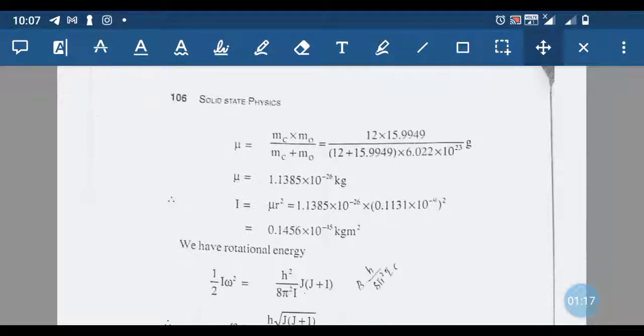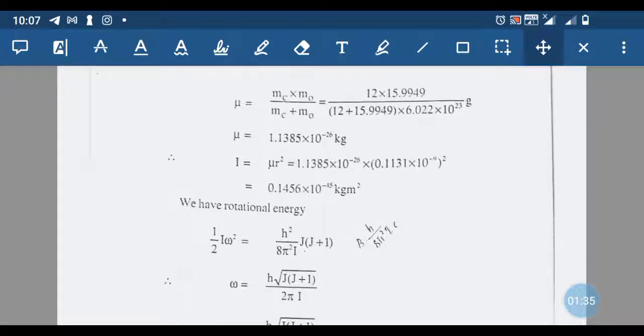Then the moment of inertia is given by I is equal to mu r square. So mu is given and r is also given. R is given in nanometer, so it is 10 raised to minus 9 meter. So I is obtained as 0.1456 into 10 raised to minus 45 kilogram meter square. Now we have to find out how many revolutions this molecule can make when J is equal to 3.